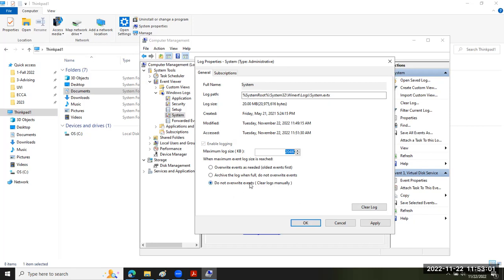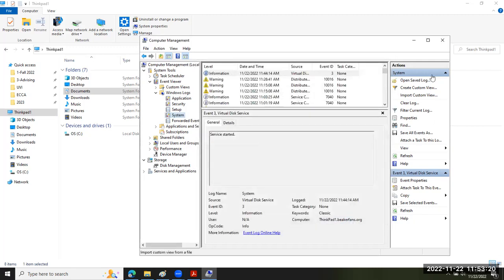If you do not overwrite events, it means you have to do something with the full log. You have to back it up, you have to copy it, you have to clear it manually. And if you don't, it basically freezes. The entire operating system freezes. So that's just one consideration that's important.